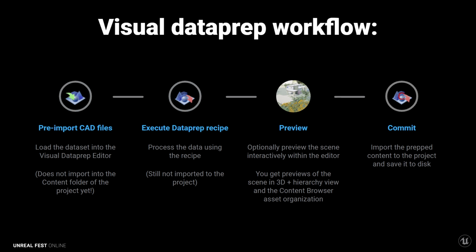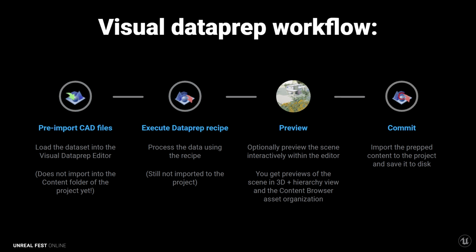At a high level, the way this works is first, we pre-import the CAD file into the tool, so then we can see what the world will look like and what materials will be created, what actors will be added to the world, and what the hierarchy will be. And then we can build and execute a data prep recipe that can take that original data and modify it so that it works better in Unreal Engine, looks better, etc.